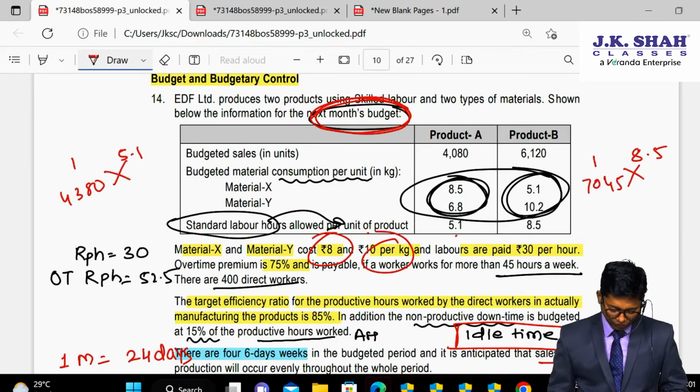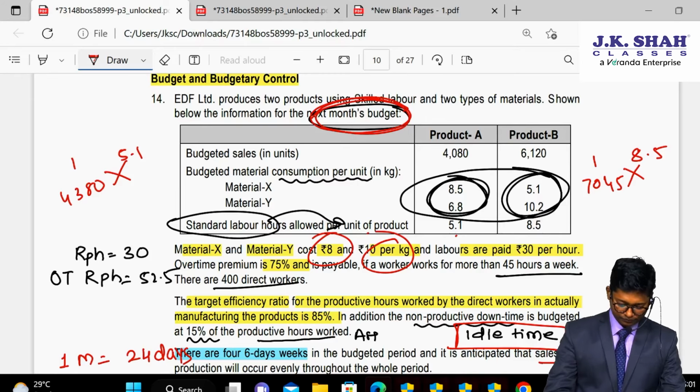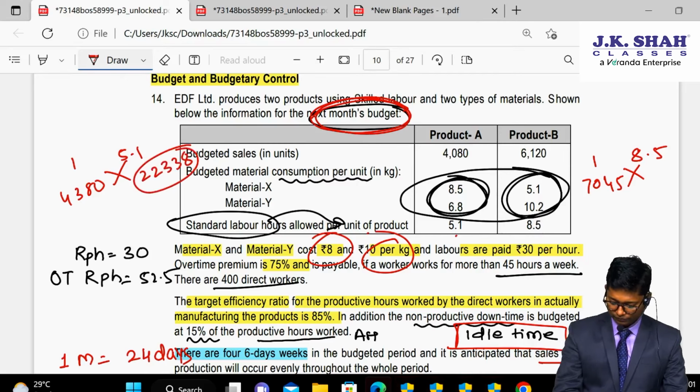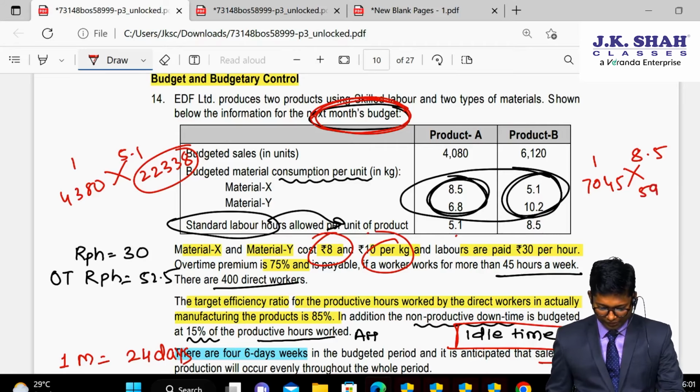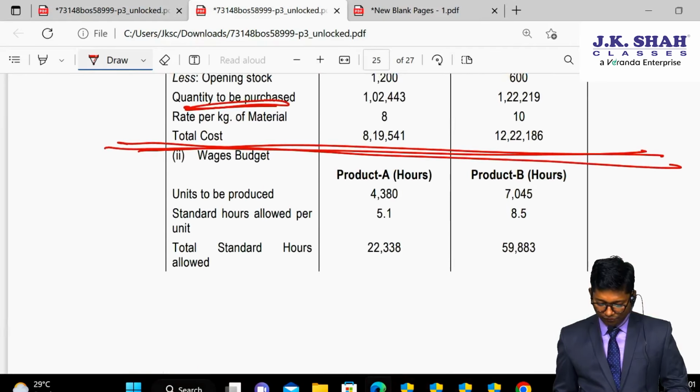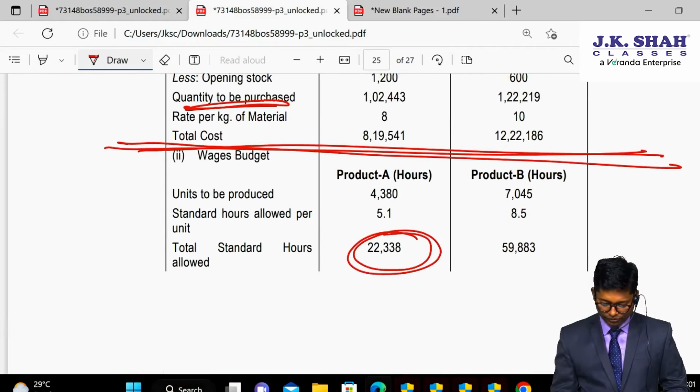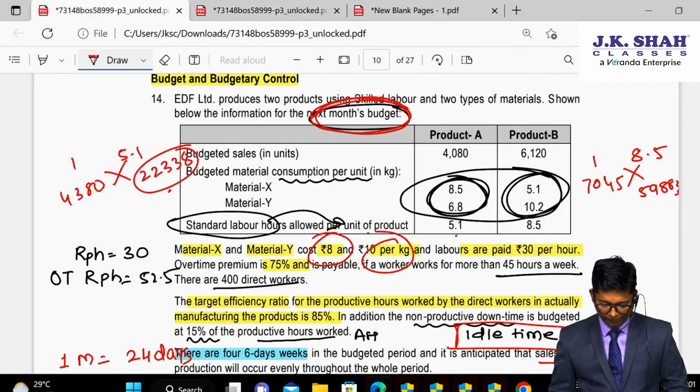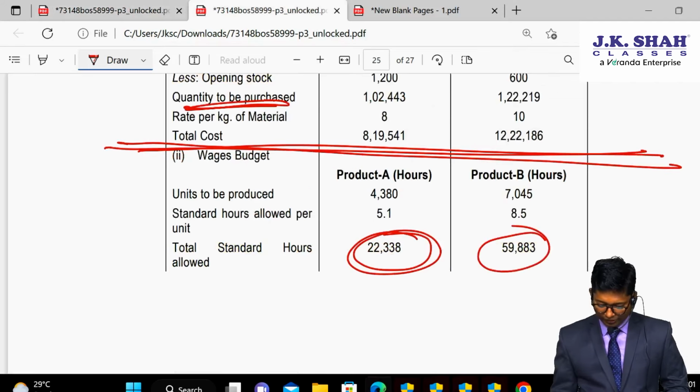This cross multiplication will give you the total hours required to complete the production. 59,883, correct. These are the number of hours required to complete the production. See here, the number of hours are computed, 22,333, same, and in the second, 59,883.